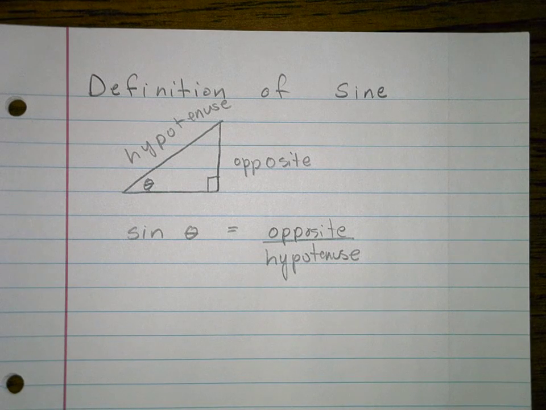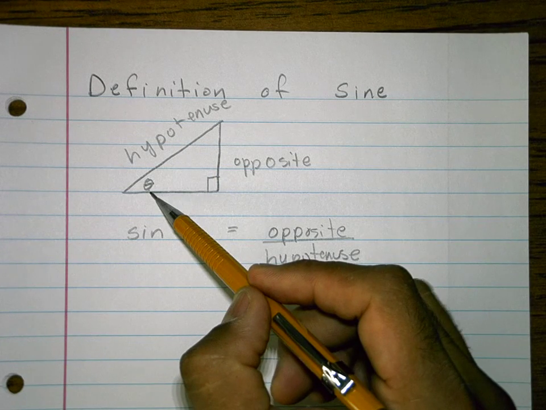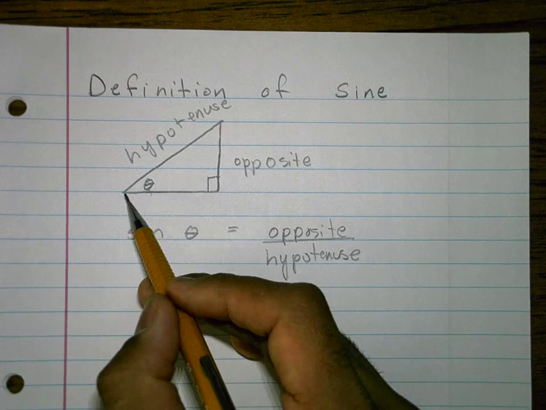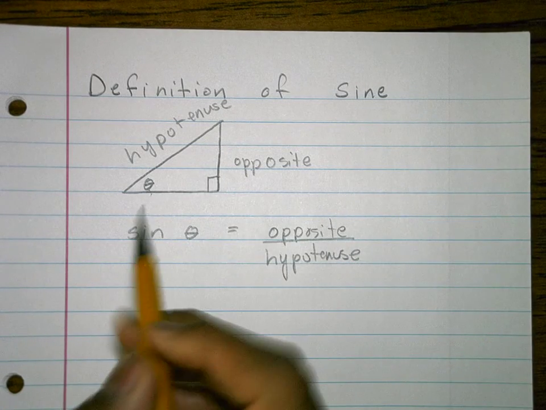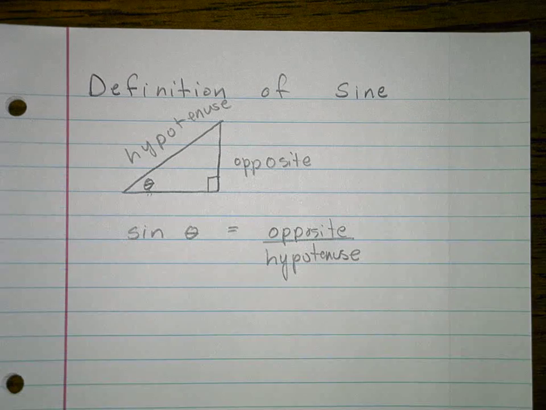The sine is a relationship from this side to this side when the angle is some particular value. So it doesn't matter how big or small the length of the sides are. If the angle remains the same, they're going to have a common relationship or ratio. They'll all reduce down to the same thing. So we define sine as that.